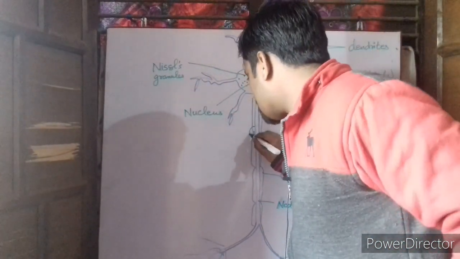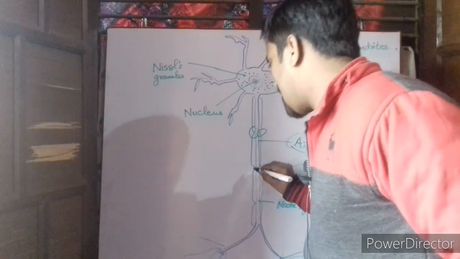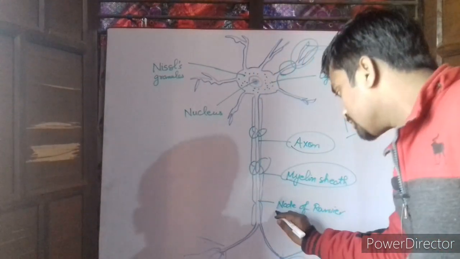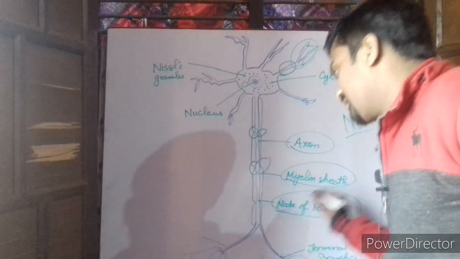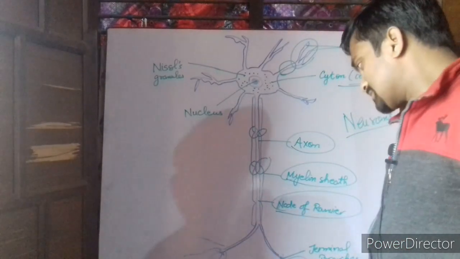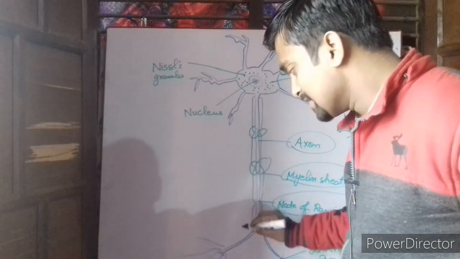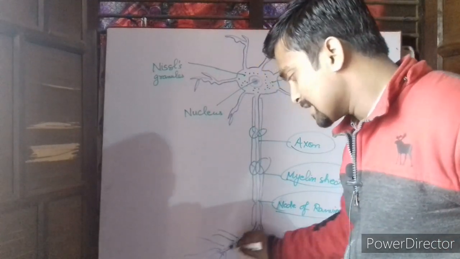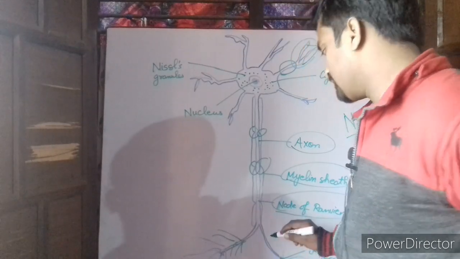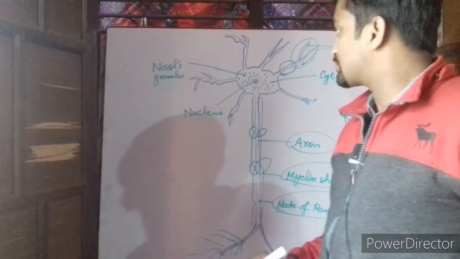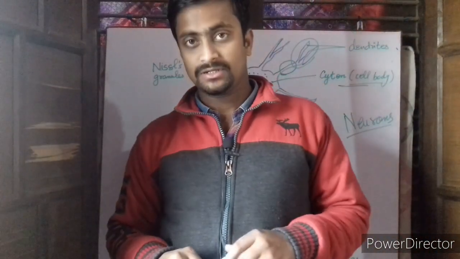Now there are some places where this myelin sheath is absent, as you can see, and these places are also called the nodes of Ranvier. Okay, now this axon terminates into some branches, and these are called the terminal branches. And so this was all about the structure of neurons.